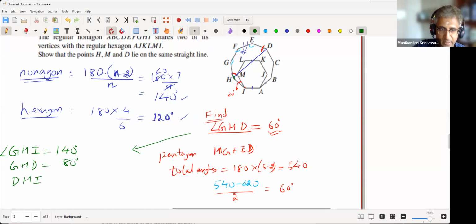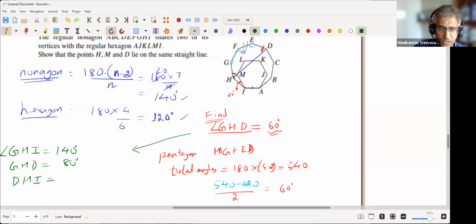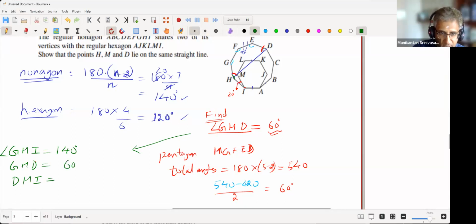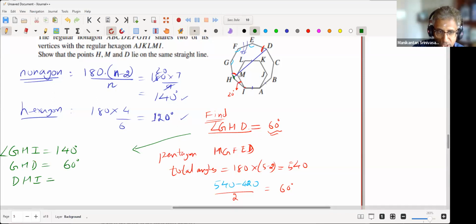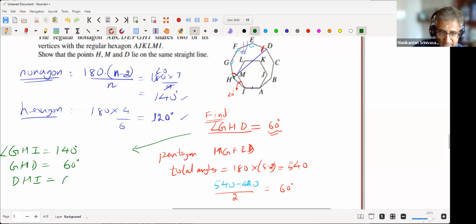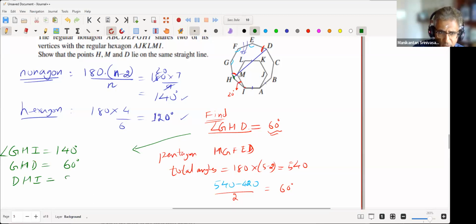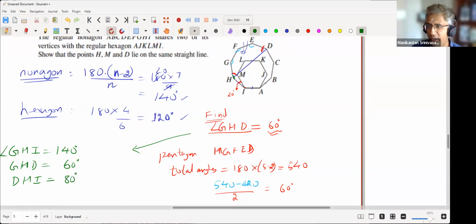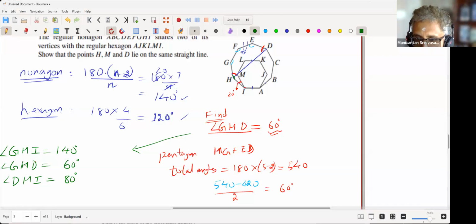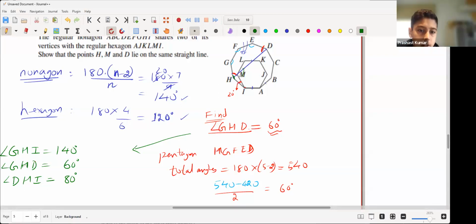I'm sorry, GHD was 60. We just got this 60. Therefore, DHI is the balance, which is 80 degrees. Okay. Precious, do you agree with me so far? DHI is 60. So what? I can't see what your point is.